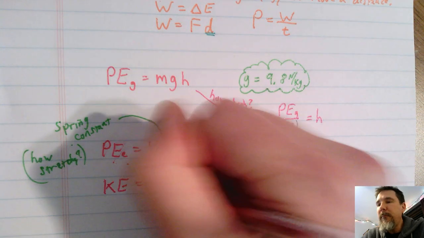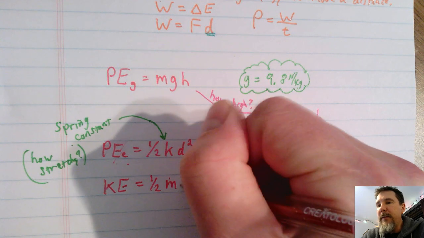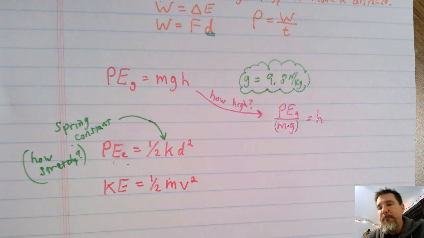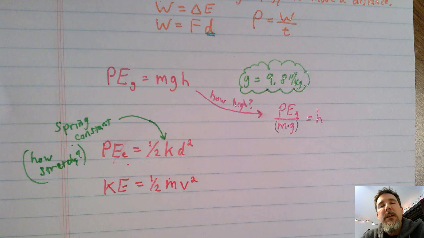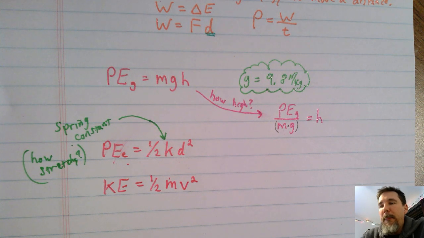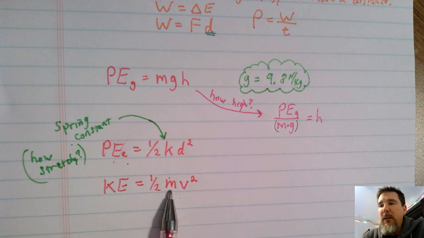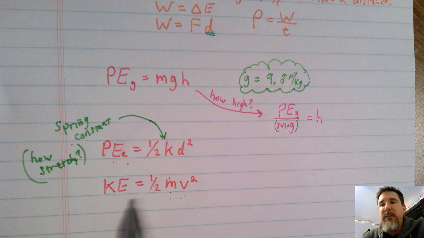And it looks very similar. 1/2 mass times velocity squared. All right. These are the three heavy hitters of this unit. So make sure you got these down pat. Make sure you know how to work with them. And just like before, you might have the energy and be asked what's the mass of it, or what's the velocity. You're going to have to solve for any one of these three things if you're given the other two.